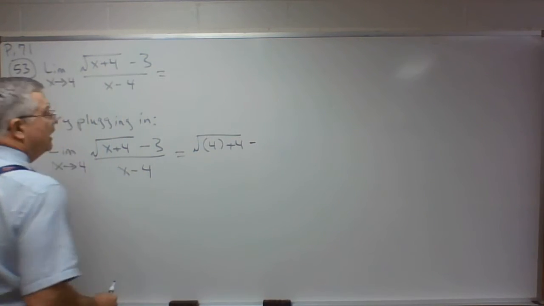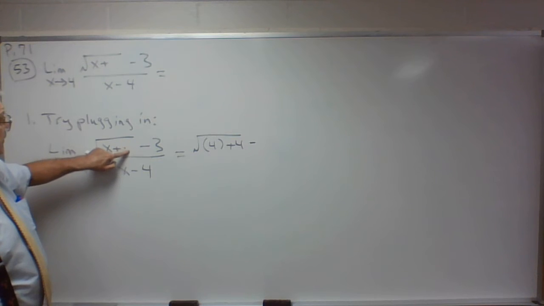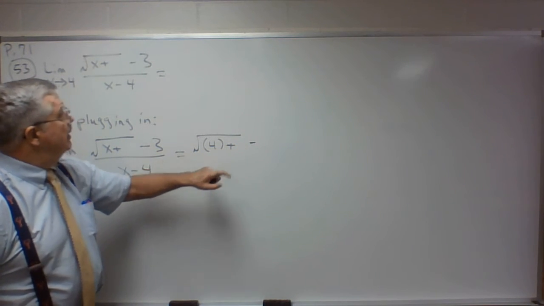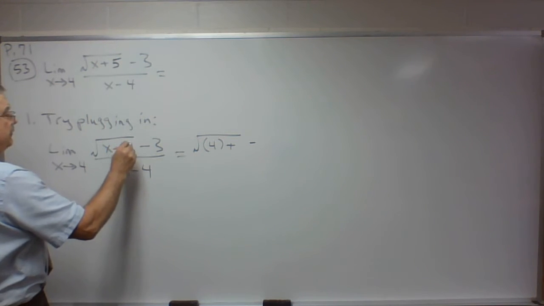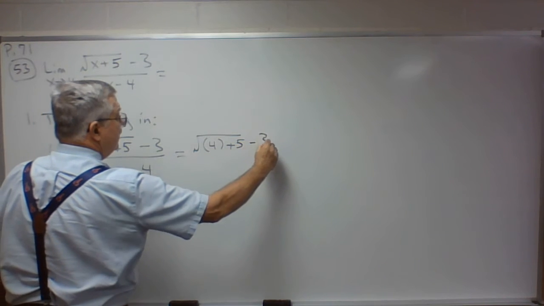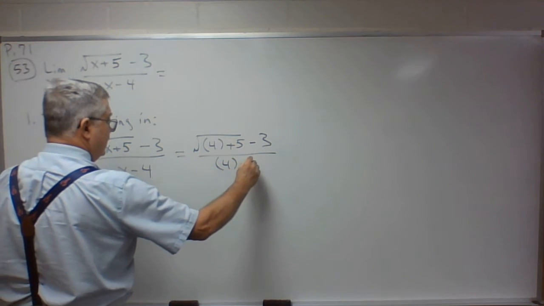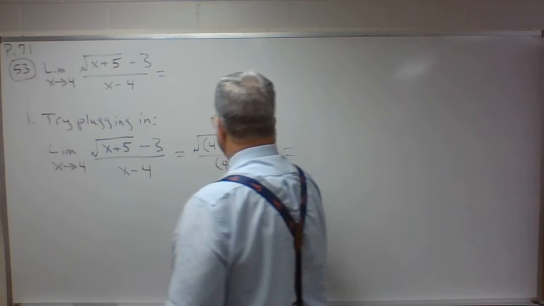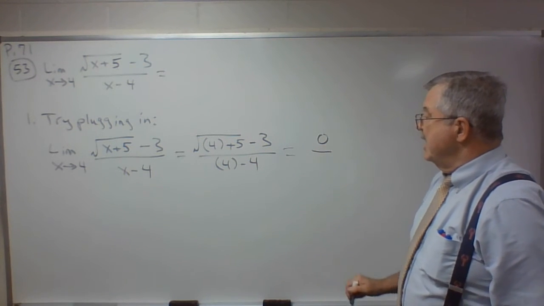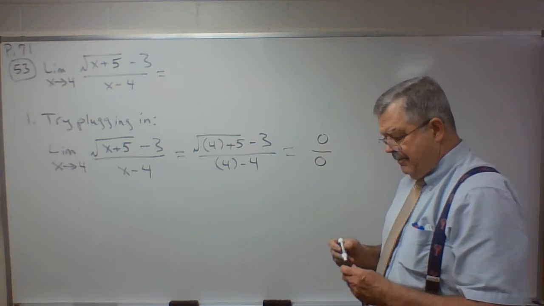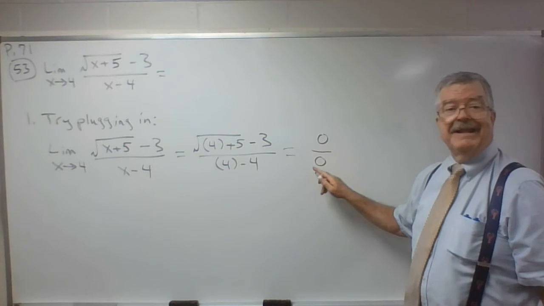And you know what? I wrote down the exercise incorrectly. Please forgive me. This should be a 5 right here. X plus 5 under the radical. Square root of 9 is 3. Minus 3 is 0. 4 minus 4 is 0. And we look at that and we immediately come to the conclusion that this is an invalid result.